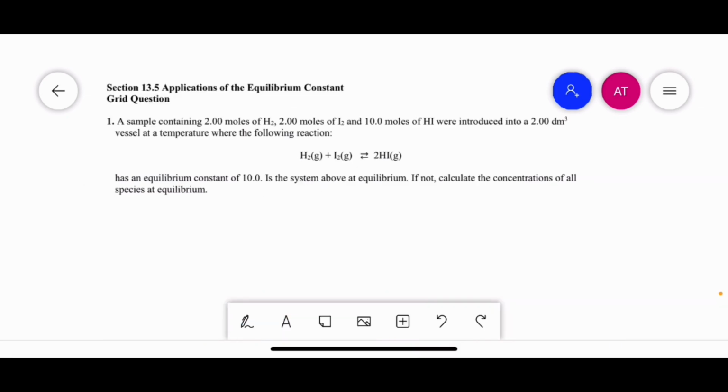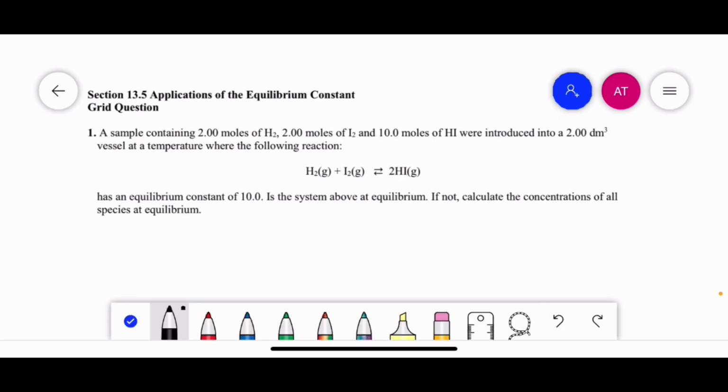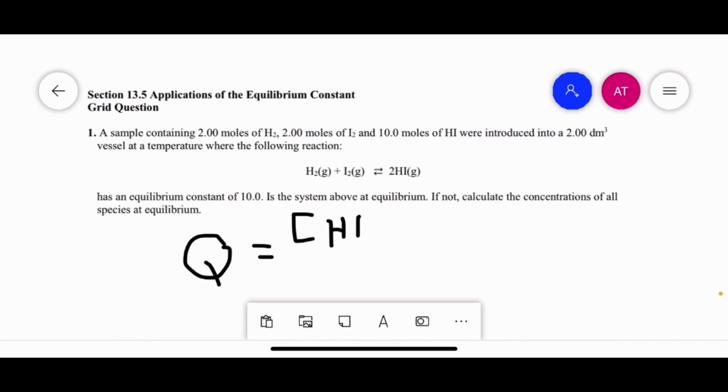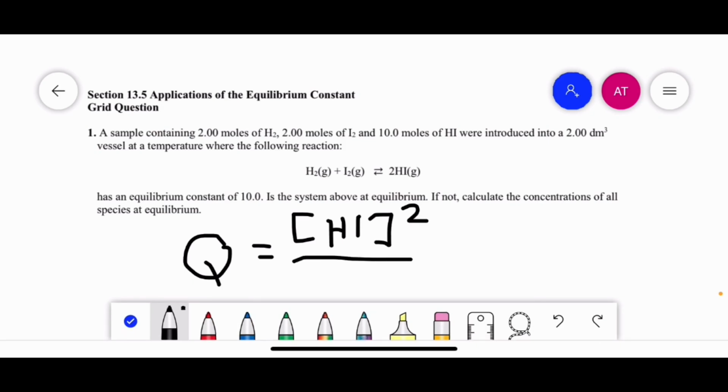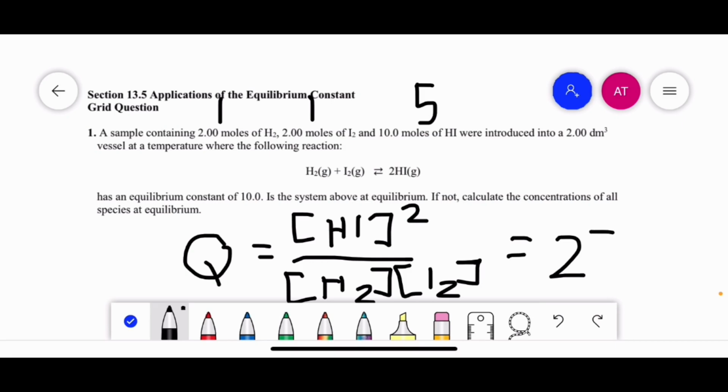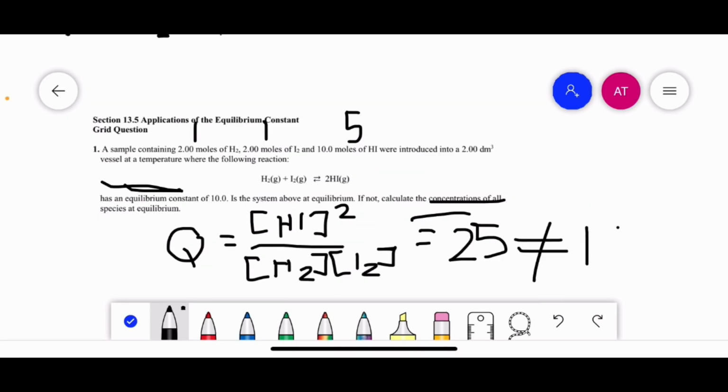So this question says a sample containing 2 moles of H2, 2 moles of I2, and 10 moles of HI were introduced into a 2 decimeter cubed vessel at a temperature where the following reaction occurred. So as we said, to find the reaction quotient, we need to put the concentration of the products to the power of their coefficient over the concentration of the reactants to the power of their coefficient. And the concentration of HI is 5, concentration of H2 is 1, and the concentration of I2 is 1. So we find this to be 25, which is not equal to 10, meaning that we'll have to find the concentration of all species at equilibrium.